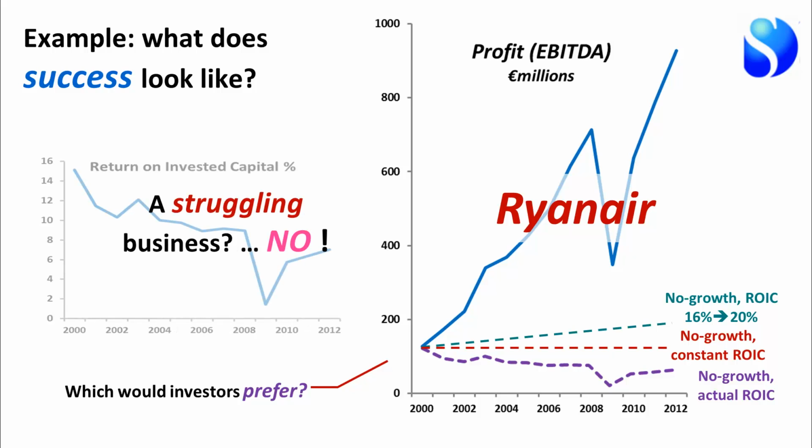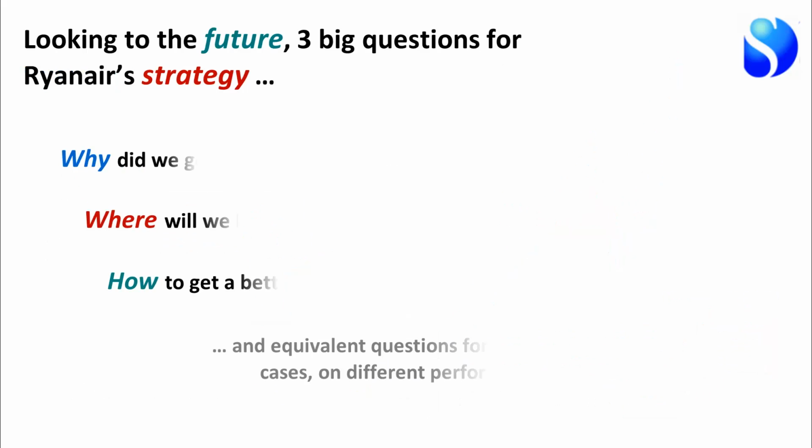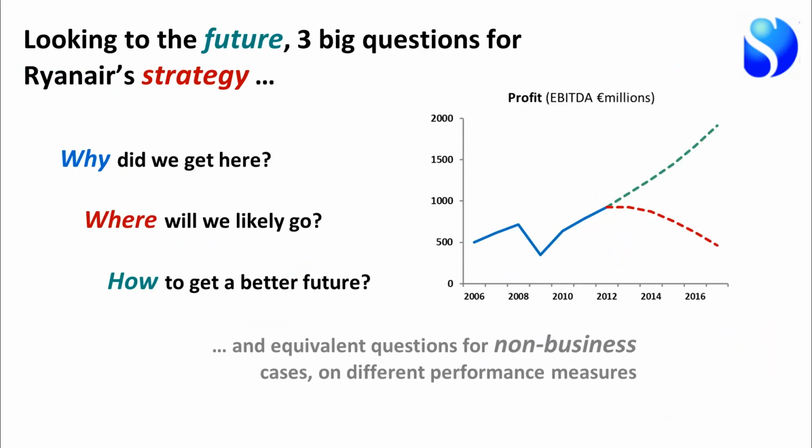So is this a struggling business? No, it's not. It's an extremely successful business. So that's their success to date. What do we want looking forward? Well, what we want looking forward is we want to, first of all, understand how we got to this point in 2012. We want to avoid the danger of those profits actually getting damaged and going away over the next few years, as shown in the red line. And we want to get a better future, shown by the green line, continued growth in profits and cash flow.